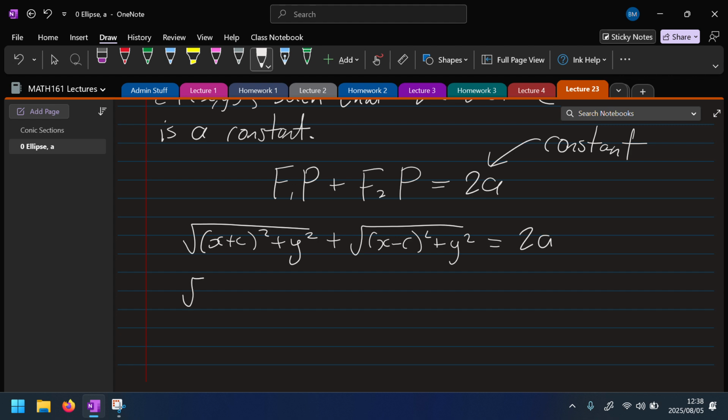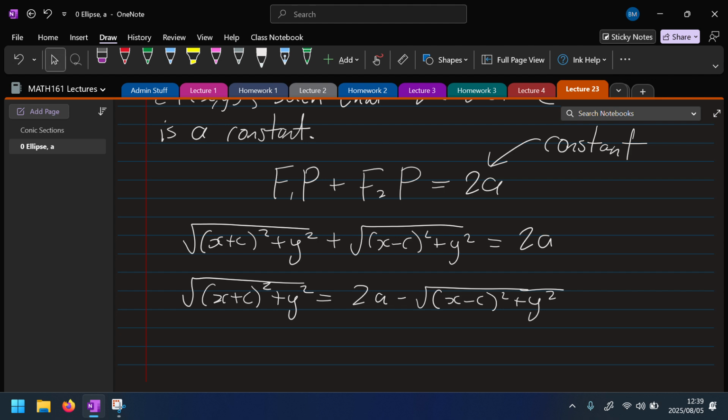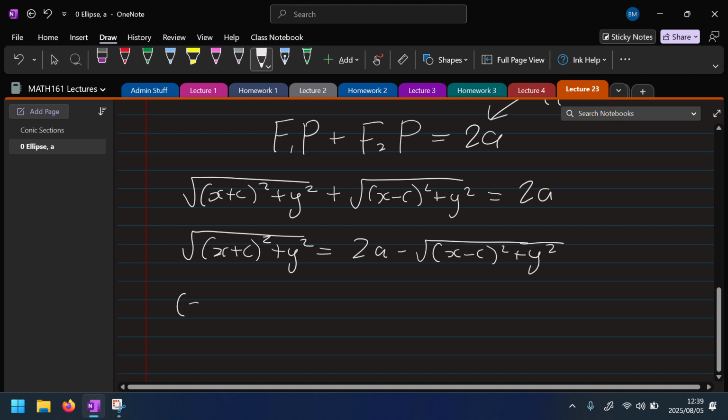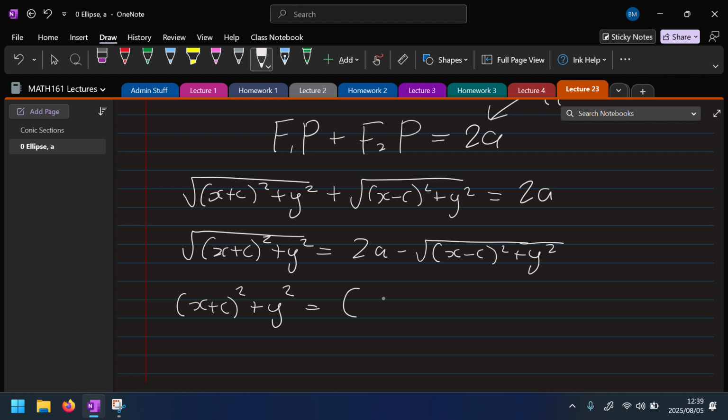So we're going to keep one of the roots on this side. So the root of (x plus c) squared plus y squared is equal to 2a minus the root of (x minus c) squared plus y squared. We're going to take it over to the other side, and I'm sure you can guess what's next. We square both sides.